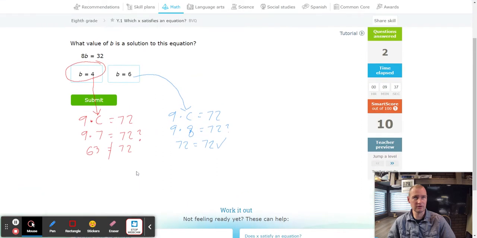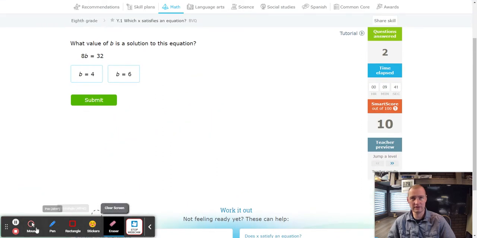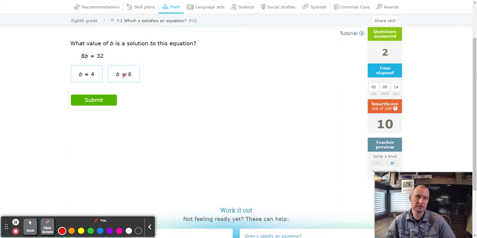All right, where are we at? We got a SMART score of 10. Let's clear the board. All right, clear screen. All right, now next one we got, what value of B is a solution to this equation? So we got either B equals 4 or B equals 6.